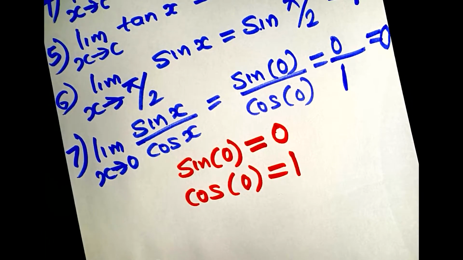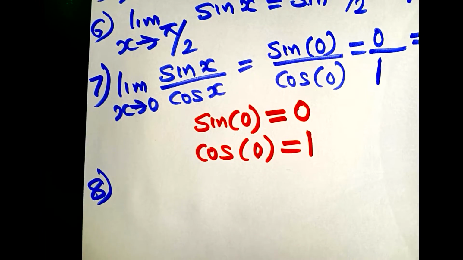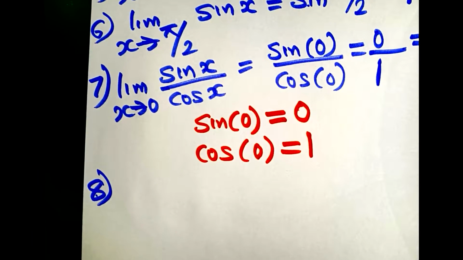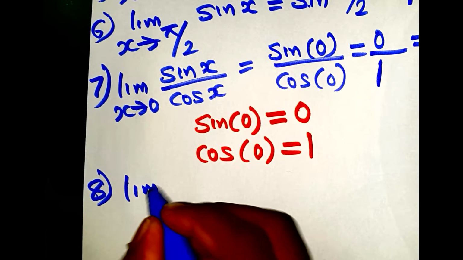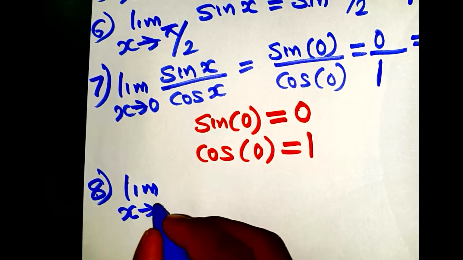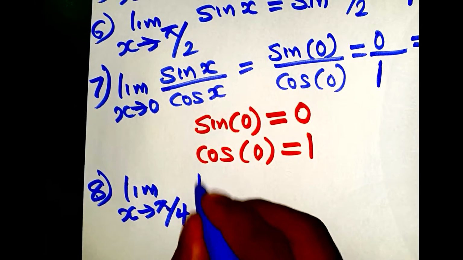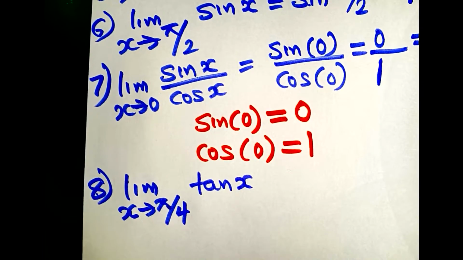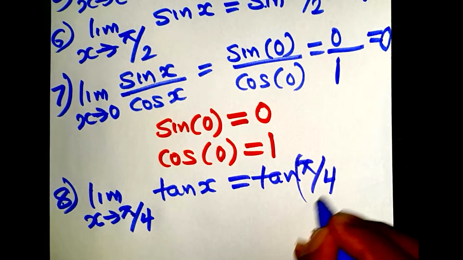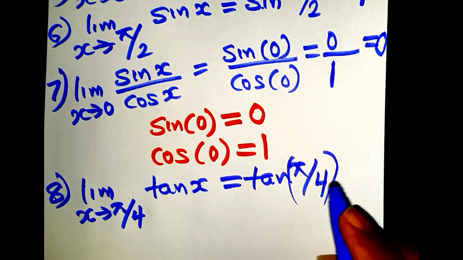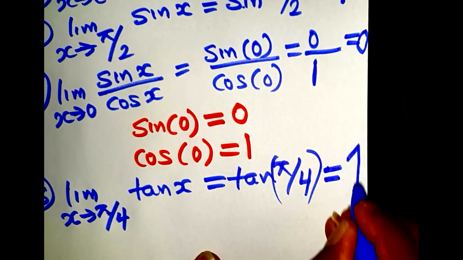Another example. We have limit x tends to pi over 4 of tan x. Do the same thing here. It will be tan pi over 4. Tan pi over 4 is always equal to 1.